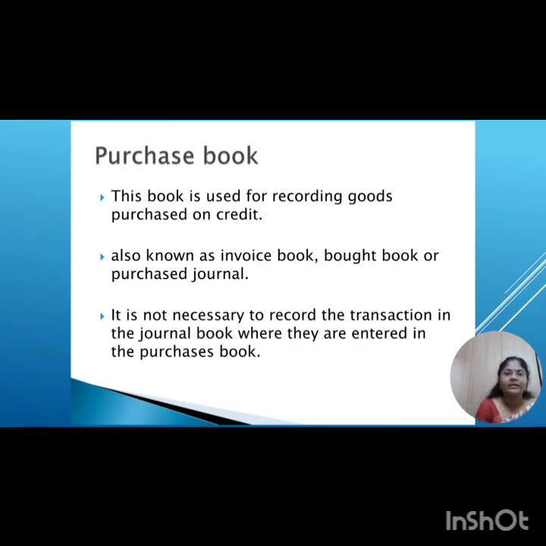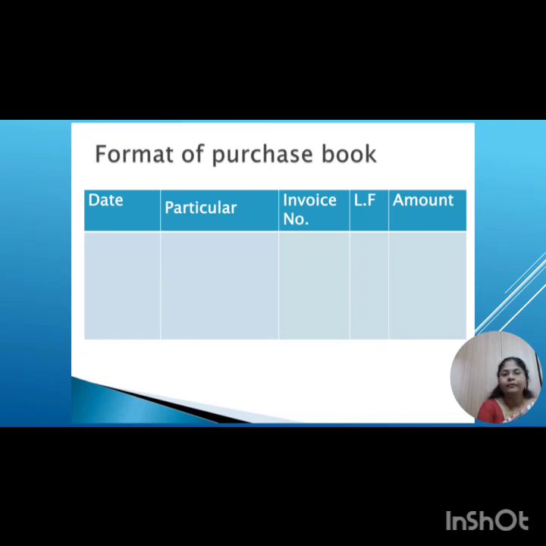Okay, so first purchase book, as I said, is the recording of purchases made on credit. The other names of purchase book are invoice book, bought book, or purchases journal. These are the other names, and it is necessary to record the transaction in the journal book where they are entered in the purchases book. Next one, this is the format for purchase book. It contains date column, particulars column, invoice number, ledger folio, and the amount. These are the columns which will appear in the format of the purchase book.